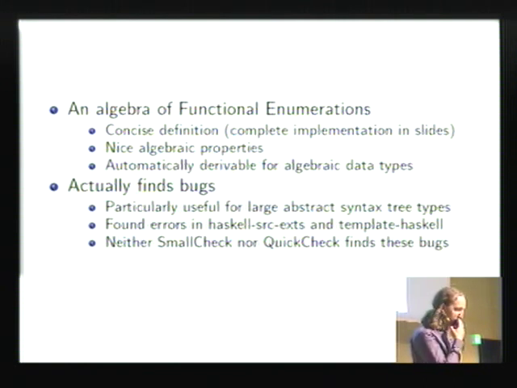Our library is especially suitable for these kinds of AST types, I would say, that are huge and have hundreds of constructors. And it turns out that these kinds of types are very difficult to handle and test with existing tools, like SmallCheck and QuickCheck. You can read the paper to find out why. It's because of this size.